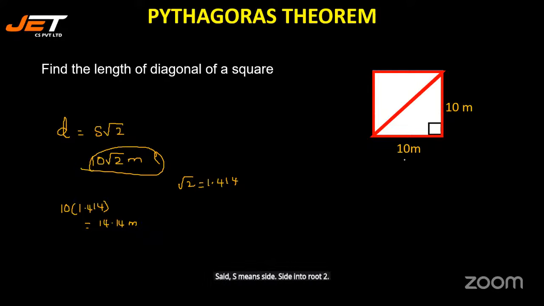Here, what is the side? 10 meter. 10 into root 2. So what is the value of root 2? It is 1.414. You can either leave it like this, or if you want to give it in decimal, you can write it as 1.414 into 10, which comes to 14.14.